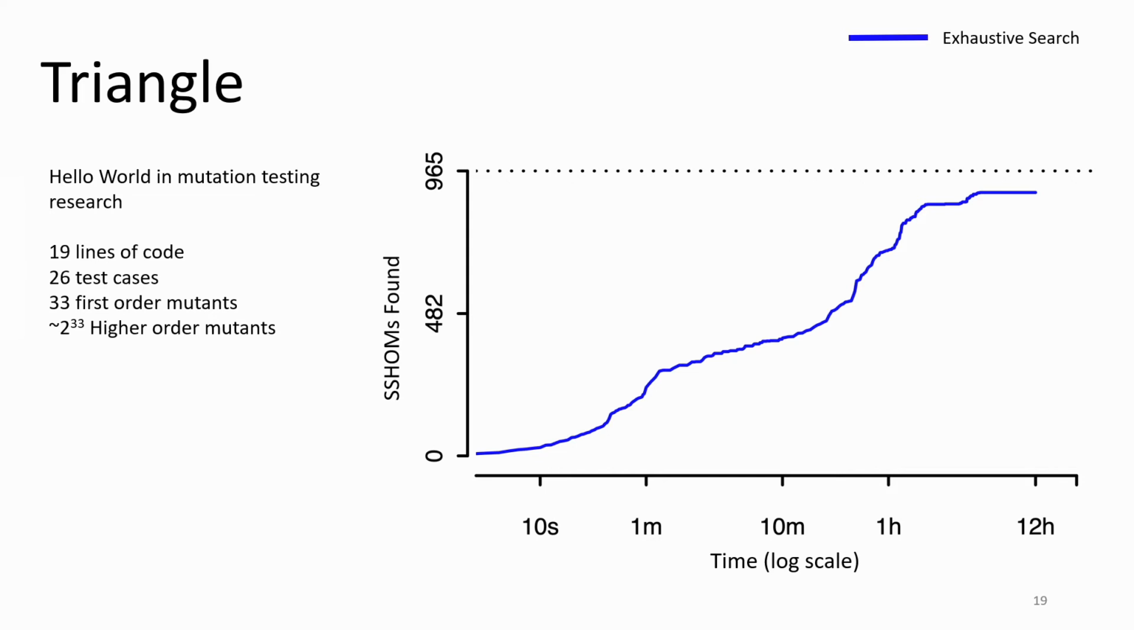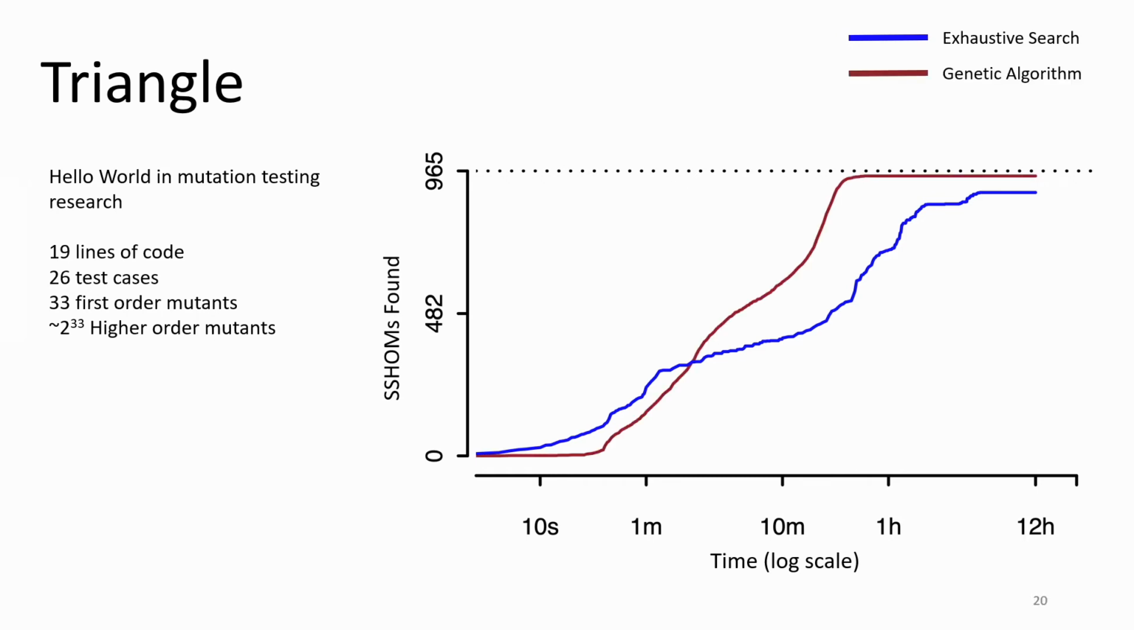We first evaluated the exhaustive search on Triangle. The exhaustive search simply checks each possible combination of first-order mutants, starting from order 2, then 3, and then 4, until the search times out. Through the behavior of the tests, we check whether each combination is a strongly subsuming higher-order mutant. This plot shows the number of strongly subsuming higher-order mutants found over time, and we can see that the exhaustive search is able to find most of them in 12 hours.